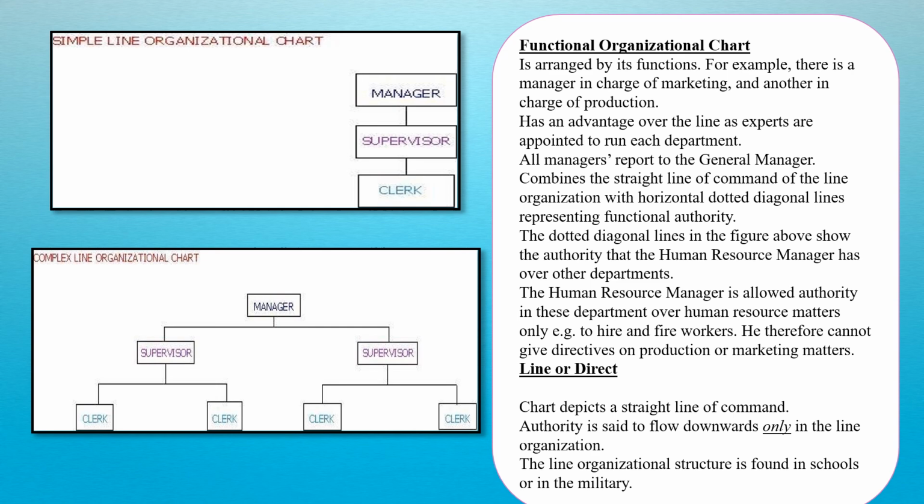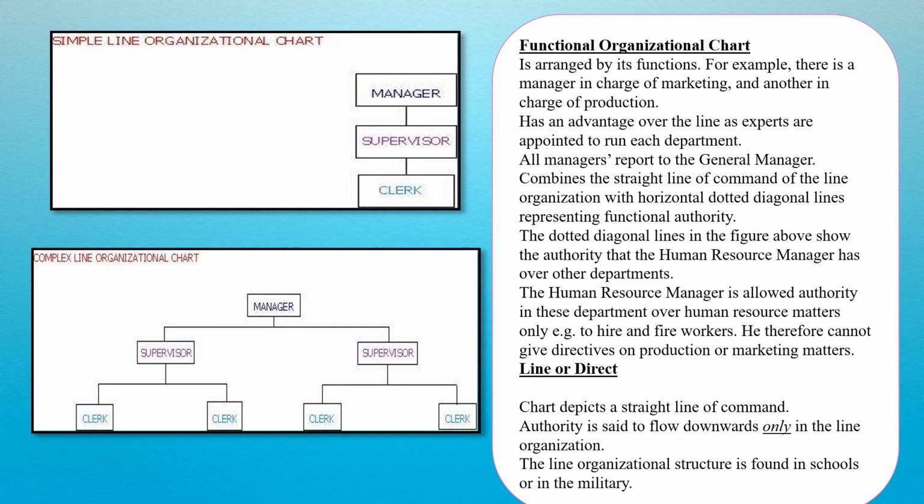It has an advantage over the line as experts are appointed to run each department. All managers report to the general manager. It combines the straight line of command of the line organization with horizontal dotted diagonal lines representing functional authority. The dotted diagonal line in the figure above shows the authority that a human resource manager has over other departments. The human resource manager is allowed authority in this department over human resource matters only, for example to hire and fire workers. He therefore cannot give directives on production or marketing matters.